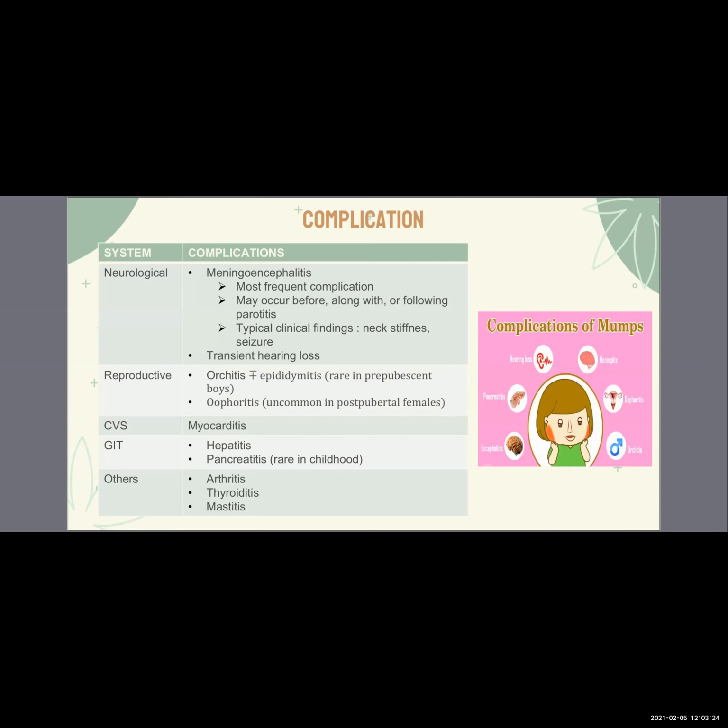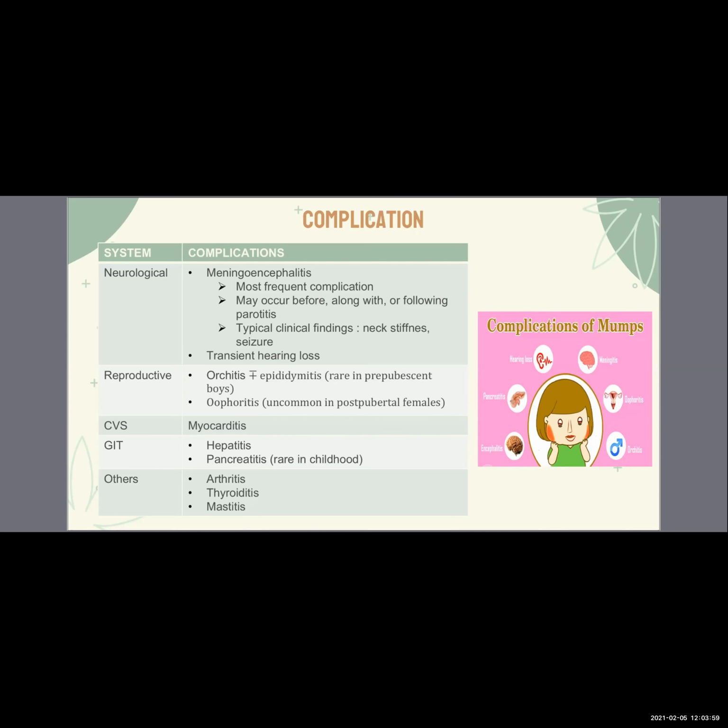The complication of mumps virus: the most common complications involve the neurological and reproductive systems. For neurological, the most common one is meningoencephalitis. It is the most frequent complication, and it may occur before, along with, or following parotitis. And the typical clinical findings would include neck stiffness and seizure. And patients also may have transient hearing loss.